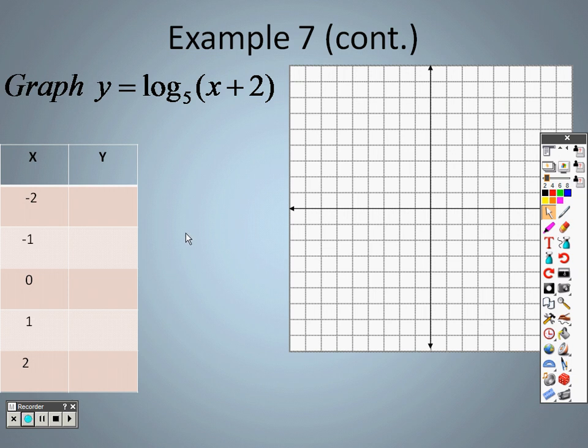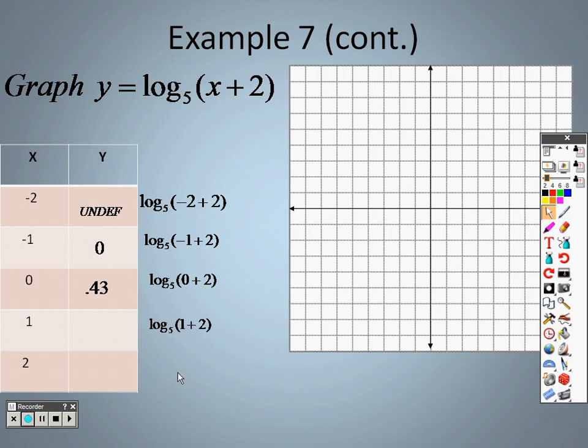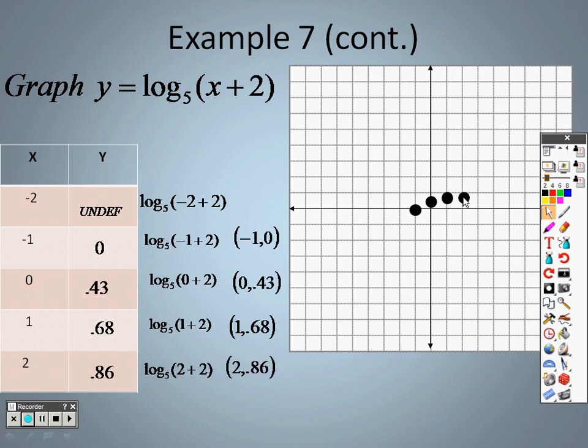And when I go to type in negative 2, look on your list. Negative 2 is undefined. There's an error there. But at negative 1, we have 0. At 0, when you plug that in, you get 0.43. 1, when you plug that in, you get 0.68. And 2, when you plug it in, you get 0.86. So when I go to graph this, I can't graph anything at negative 2. But at negative 1, I can graph 0. At 0, I can graph 0.43, which is pretty close to a half. At 1, I can graph 0.68, which is a little over a half. And at 2, I can almost touch the 1, but not quite.